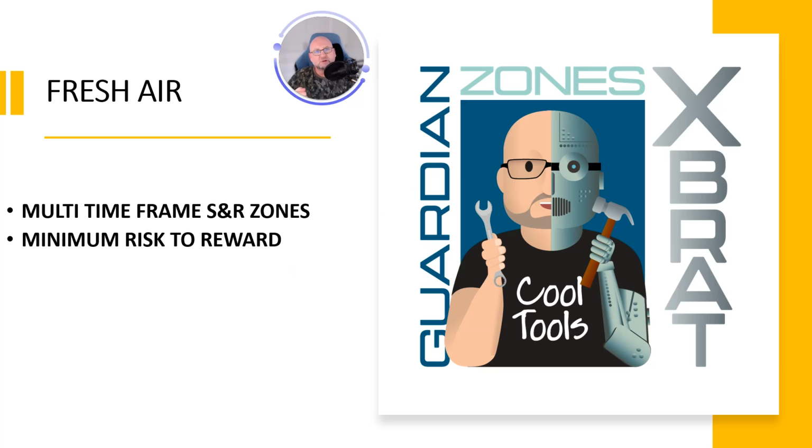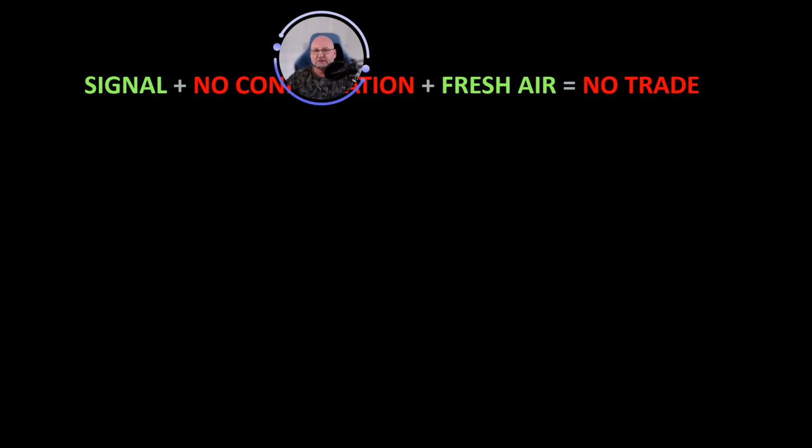We need a minimum risk reward and what I call fresh air. So when we've got the signal and we've got a confirmation, we need fresh air to trade into. And this software allows us to identify that fresh air. No fresh air equals no trade. Very, very simple process. So let's look at these.